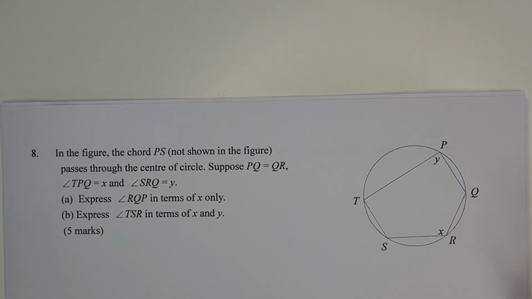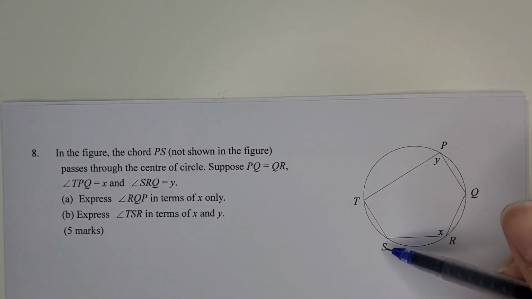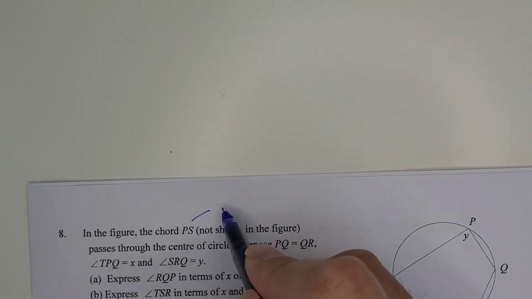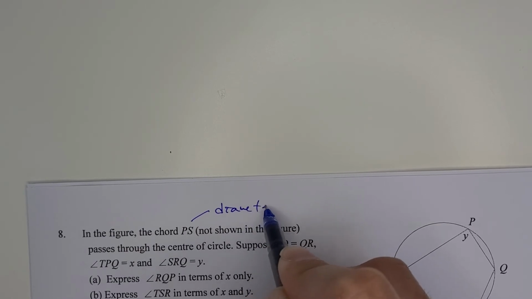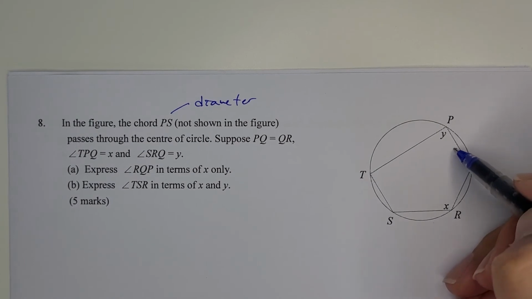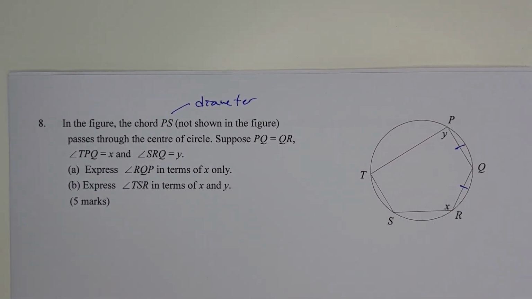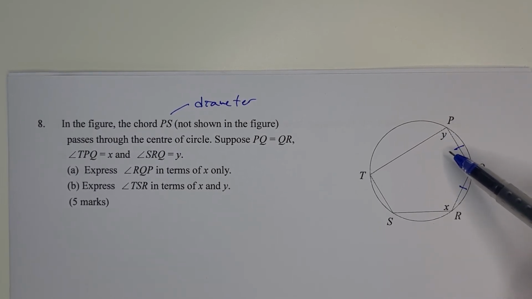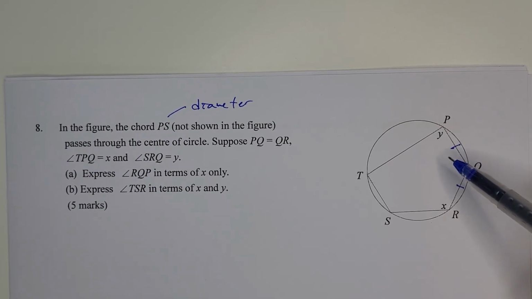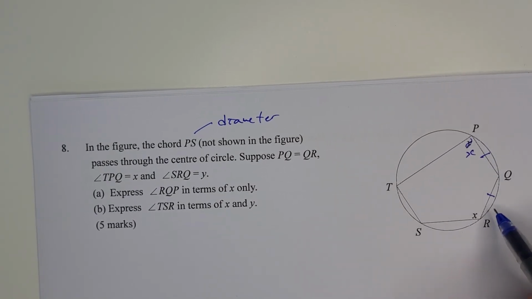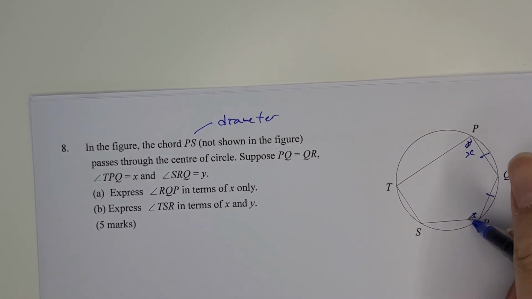In the figure, the chord PS, not shown in the figure, passes through the center of the circle. That means PS is the diameter because it passes through the center of the circle. Suppose PQ equals QR, angle TPQ equals X, and SRQ equals Y, okay?